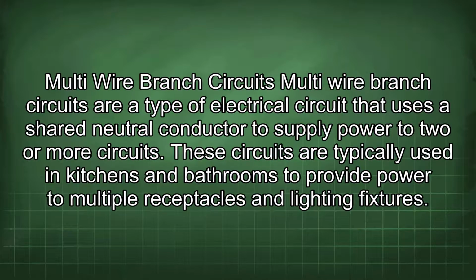Multi-wire branch circuits. Multi-wire branch circuits are a type of electrical circuit that uses a shared neutral conductor to supply power to two or more circuits. These circuits are typically used in kitchens and bathrooms to provide power to multiple receptacles and lighting fixtures.